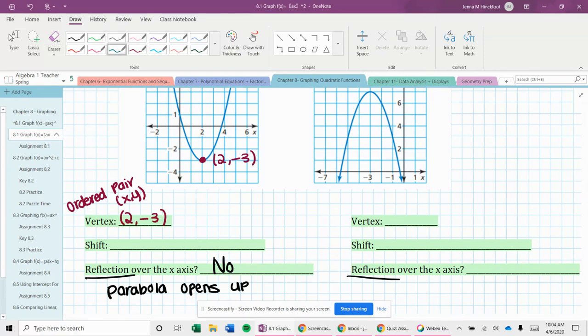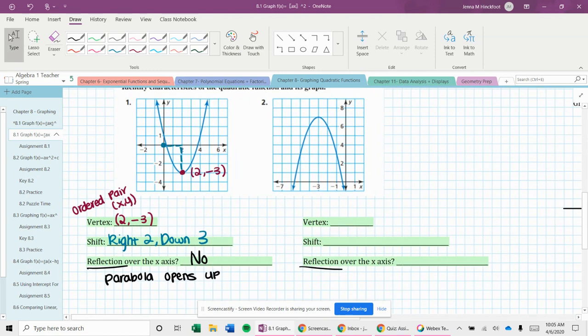Your shift is basically where you moved from 0, 0. Okay, so it's basically your vertex just in word form. So our 2 was actually right 2 because you went right 2 from your middle. And then your y was -3, and that shift would be down 3.